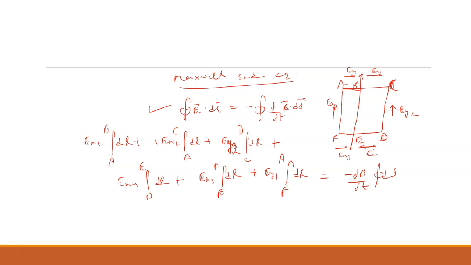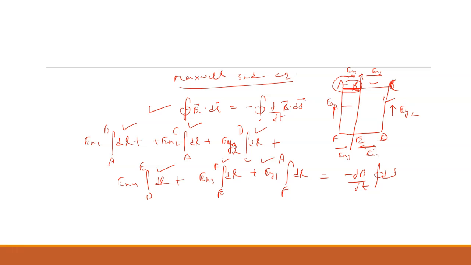integral of ds. Okay, what you have to do, you just have to do A to B integral dl. The next is integral dl, the next is EY2 C to D dl, EX4 dl, EX3 dl, EY1 dl. Okay, now what is EX1 dl?